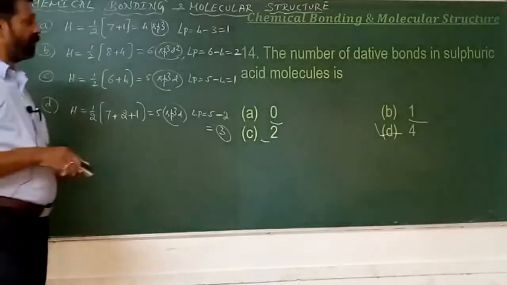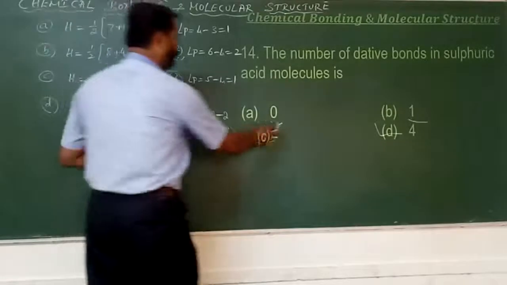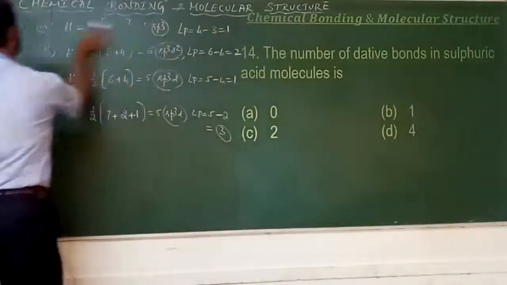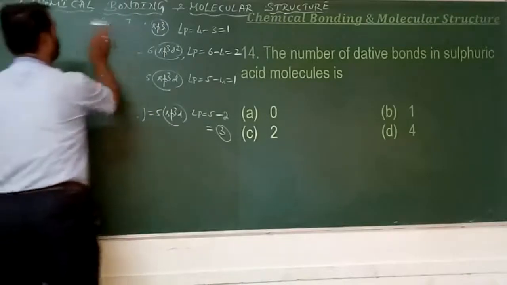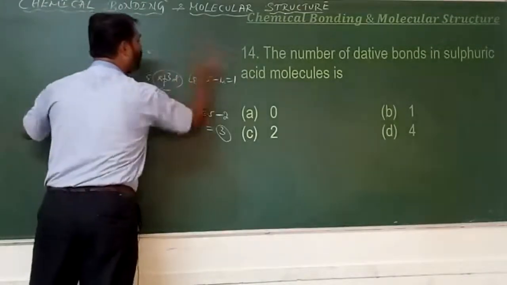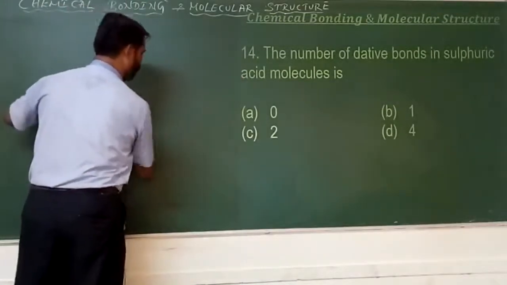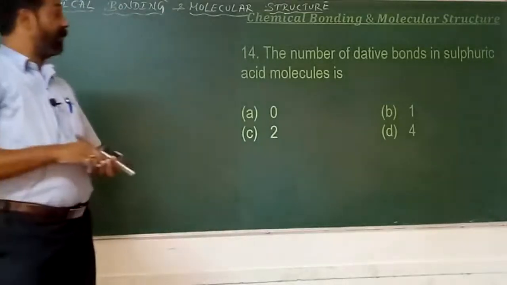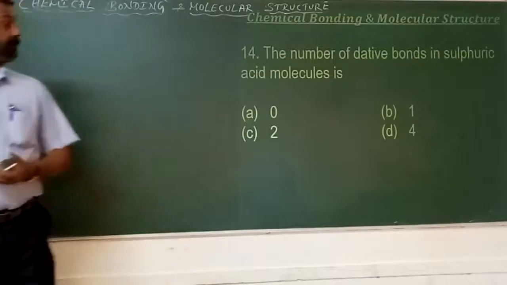Next. The number of dative bonds present in the sulfuric acid molecule is how much? Dative bonds are also called which one? The dative bond is also called what? It is a coordinate bond. Okay.